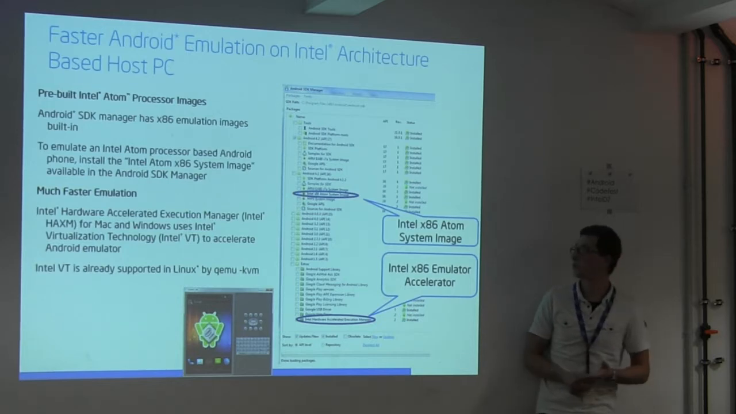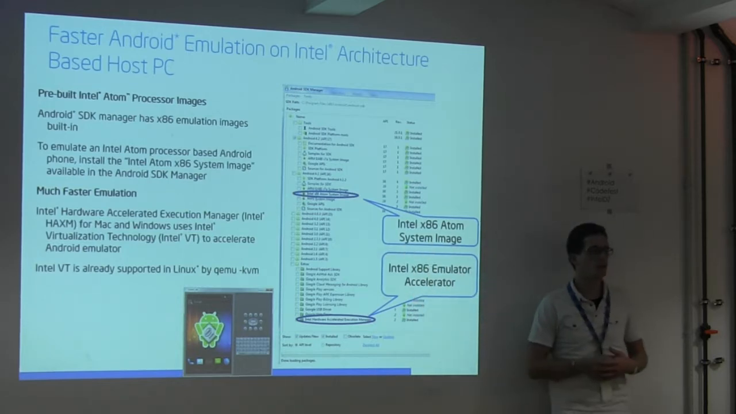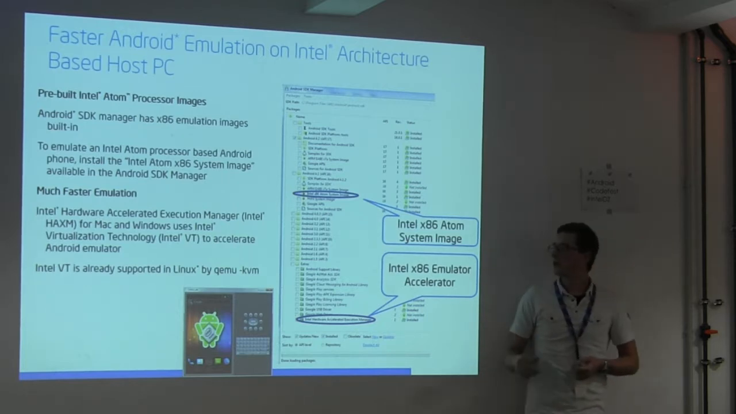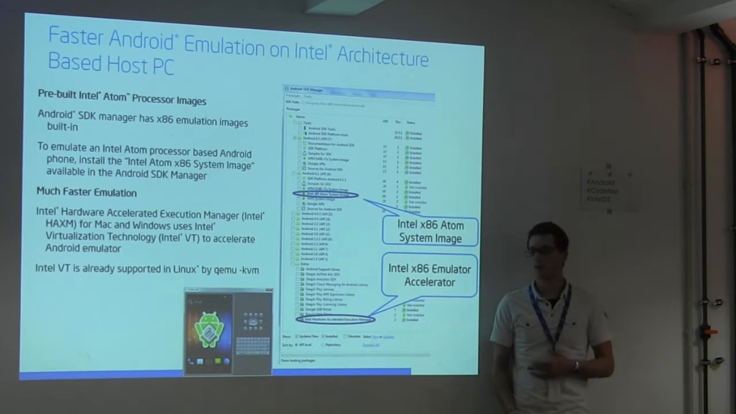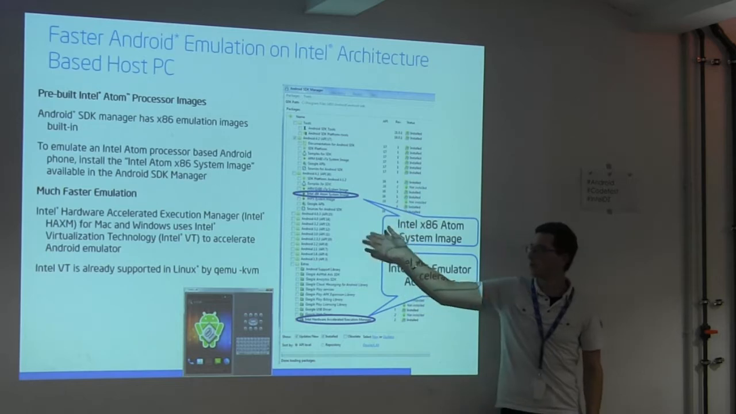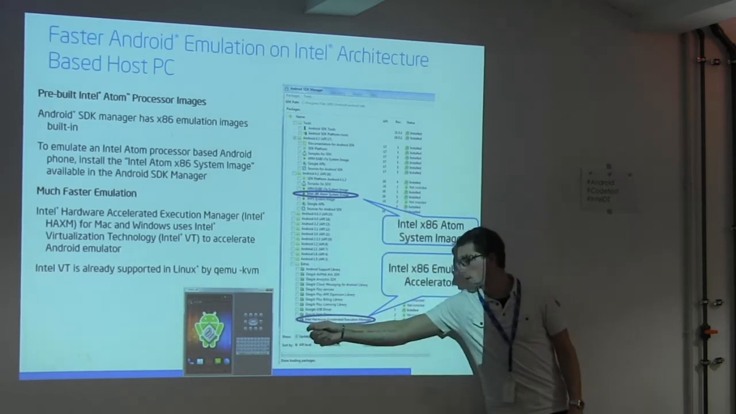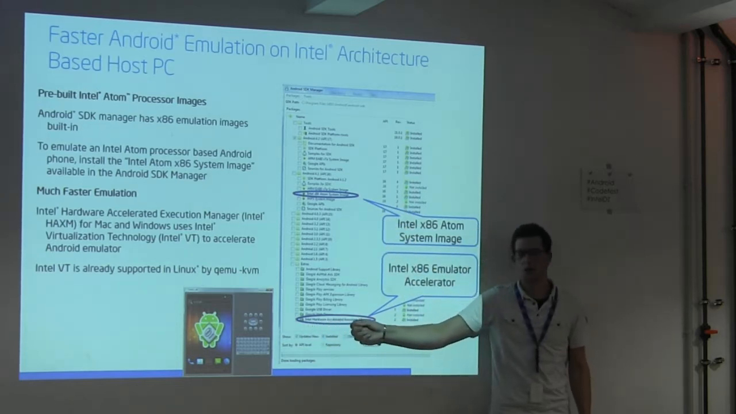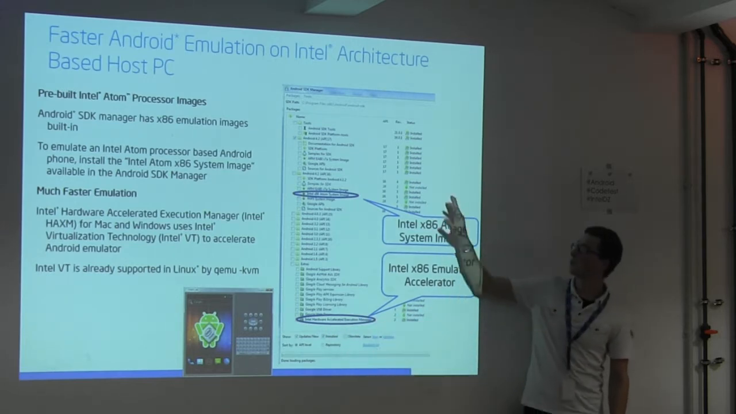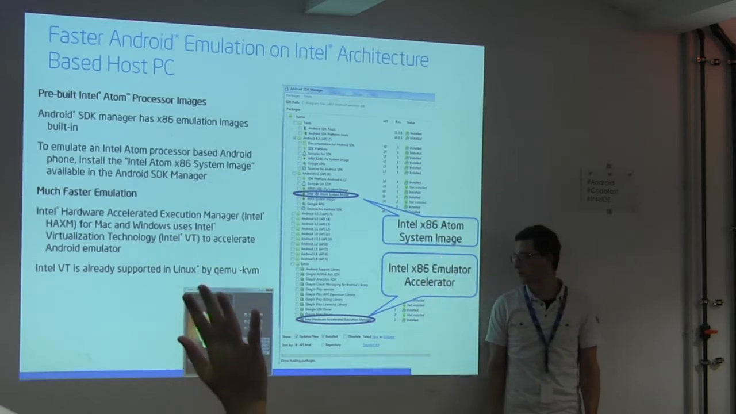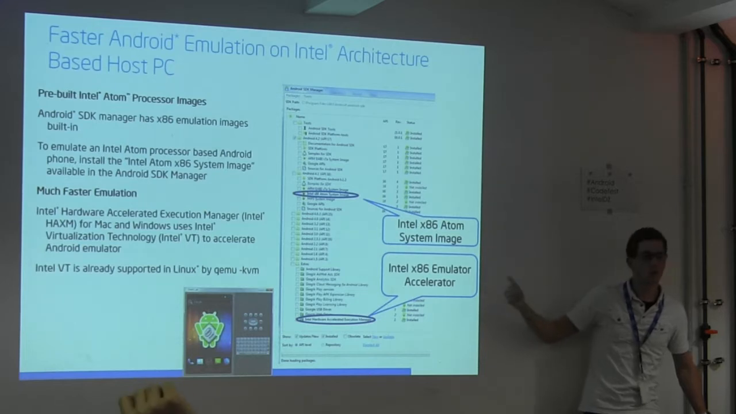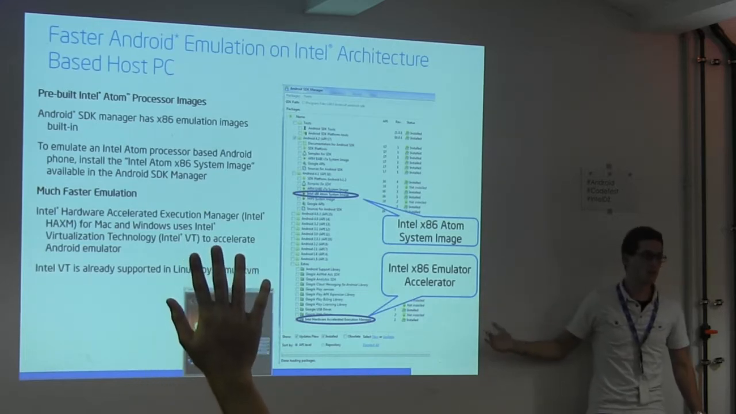That's true, because by default it's using the ARM image and emulating the old ARM platform using QEMU, and that's really painful. The right way to use the Android emulator, in my view, is to get the x86 image or whatever platform you want, and also install Intel Hardware Accelerated Execution Manager, Intel HAXM. That item is at the bottom of the list in Android SDK Manager. That's the most important thing.